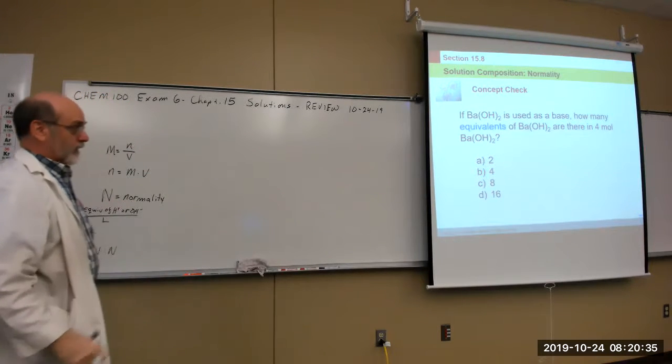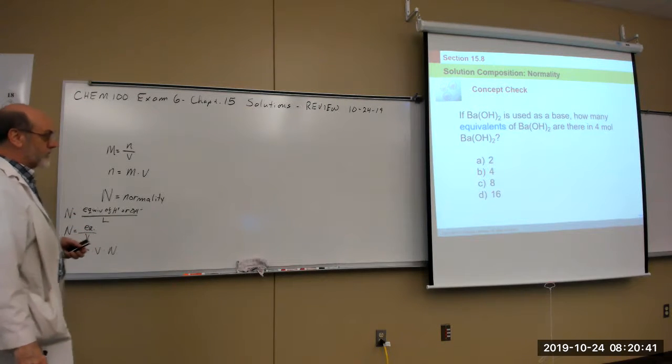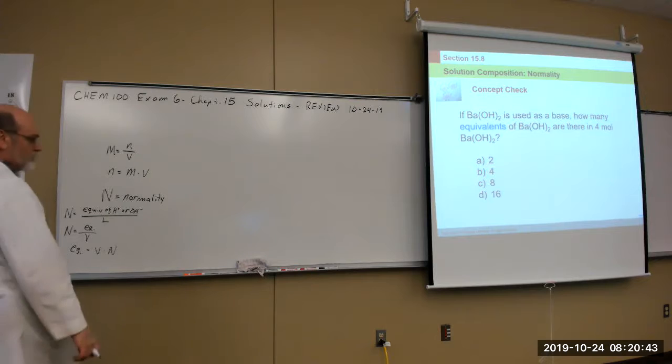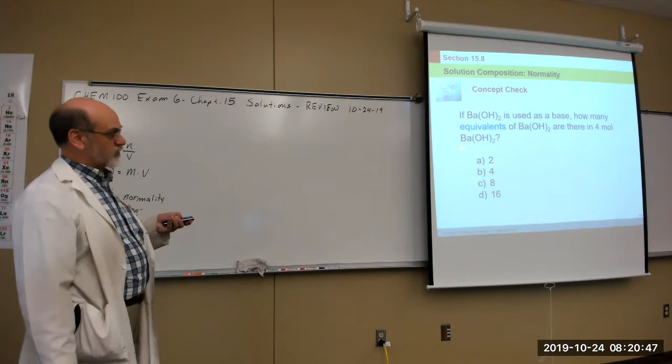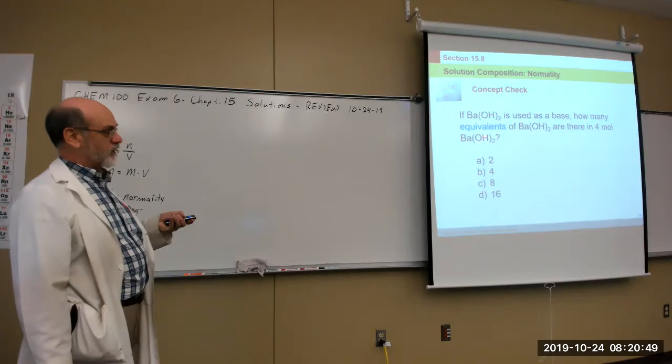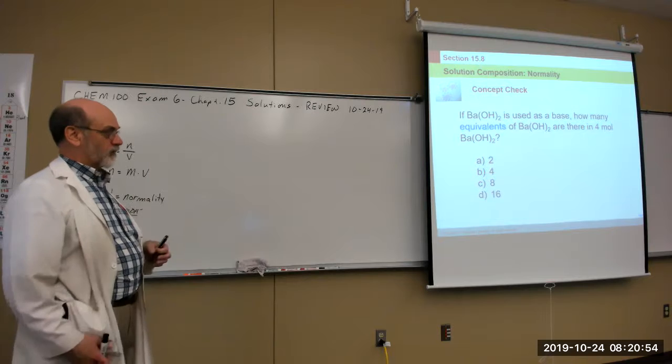Okay, so our compound is barium hydroxide, a strong base. Barium comes from the alkaline earths, so it's a 2+ charge. That means it needs 2 hydroxyls, because each one of these is a 1- charge. So that's a balanced formula for barium hydroxide.